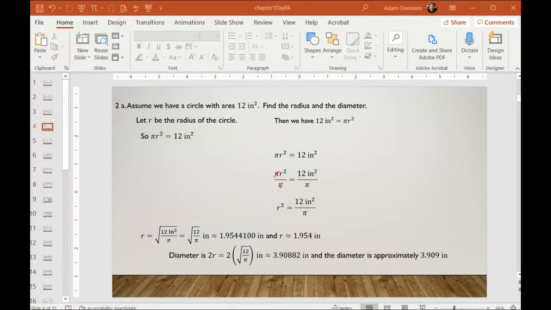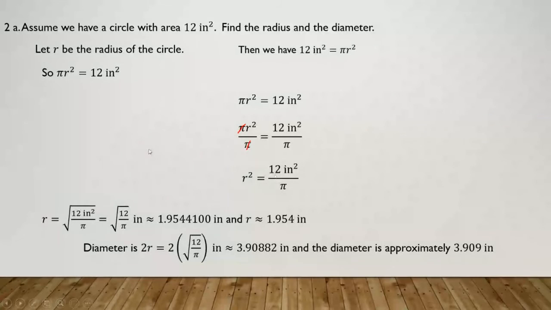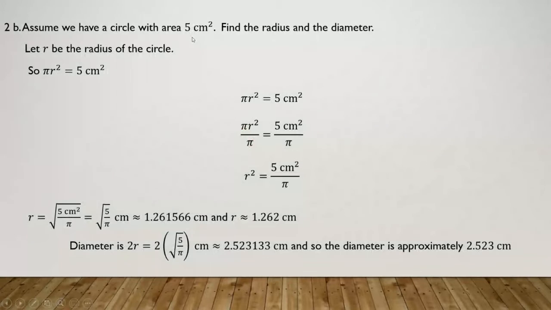Okay, cool. So that's one example. Let me do another one just like this. It's almost identical, actually, the next one. Basically, instead of 12, you would actually have 5. So we're supposing now the area is 5 square centimeters. And what we want to do is, again, find the radius and the diameter.